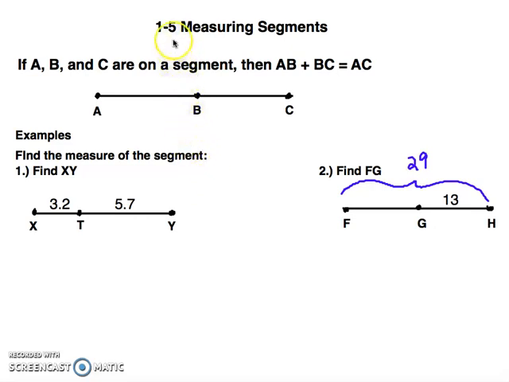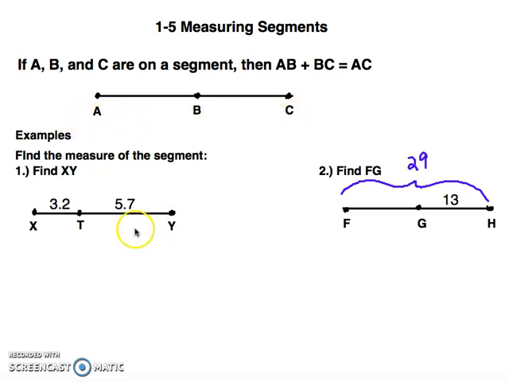Welcome to our section 1.5, Measuring Segment Notes. We're going to be looking at segments and how to figure out the measurements for each part of them. So this first statement is if A, B, and C are on a segment, then AB plus BC equals AC. So here's your A, B, and C, and it's saying that AB plus BC would equal AC.